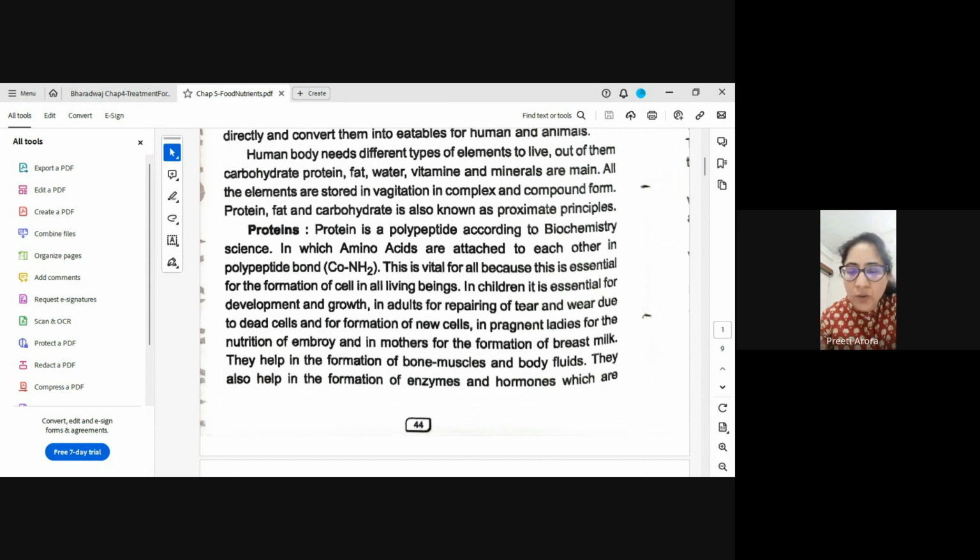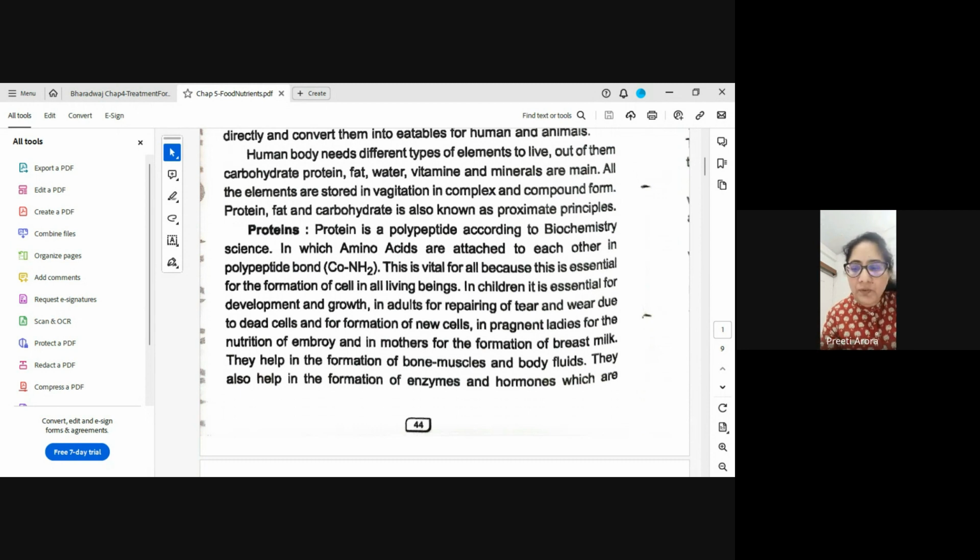Many glucose compounds come together to form carbohydrates. So if you break down either fats or carbohydrates, you will end up with fatty acids and glucose. Whether that carbohydrate is simple or complex, you will end up with glucose only.